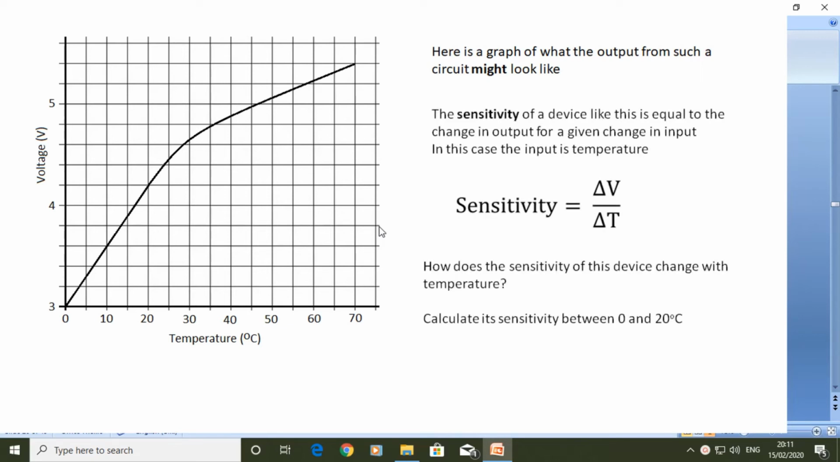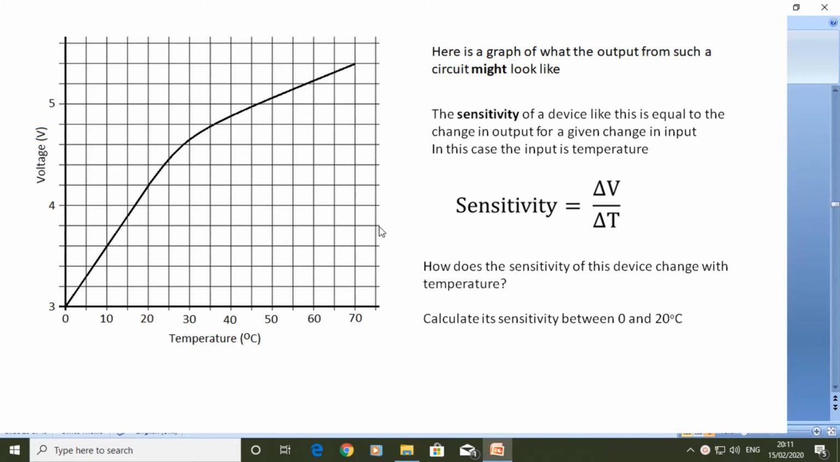The sensitivity of a device is equal to the change in output for a given change in input. For a certain change in temperature, how much does the voltage output change? Delta V over delta T. Looking at this graph, you should appreciate that the sensitivity of this device changes. Early on the graph is steeper, and that tells me that between 0 and 30 degrees, it's more sensitive than it is between 40 and 70 degrees.